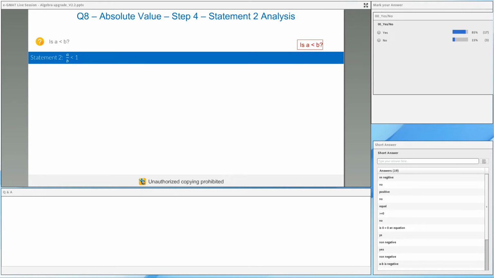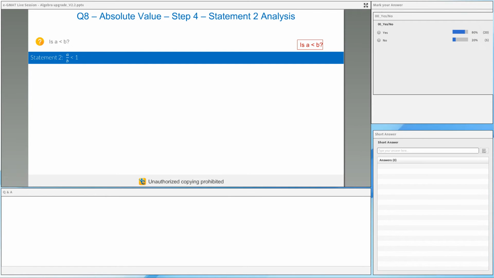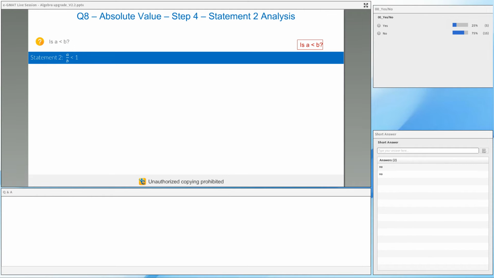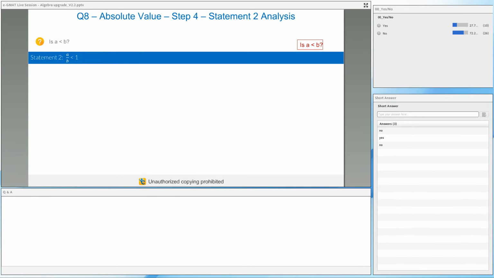Okay, now here comes the next statement, which is again a very tricky one. So I have A by B is less than 1. Can I use this to conclude that A is less than B? Where is my yes and no poll? Here it is. Just one sec, guys. Kindly mark yes if you think that this statement is sufficient. Those of you who are saying no, can you tell me why this is not sufficient?